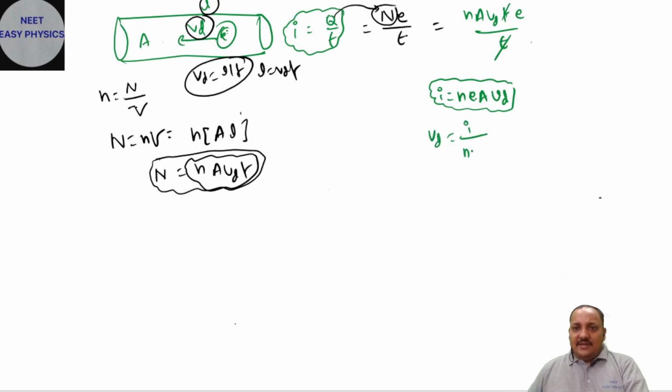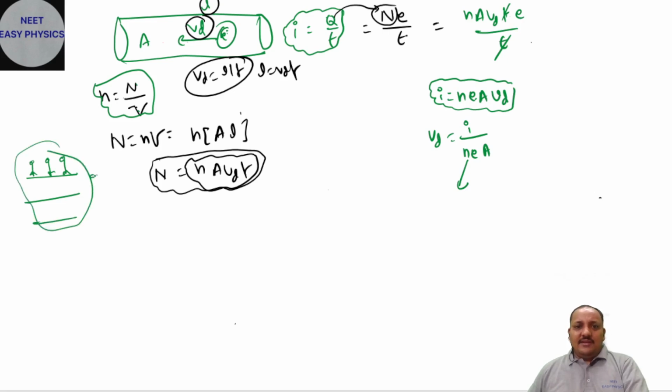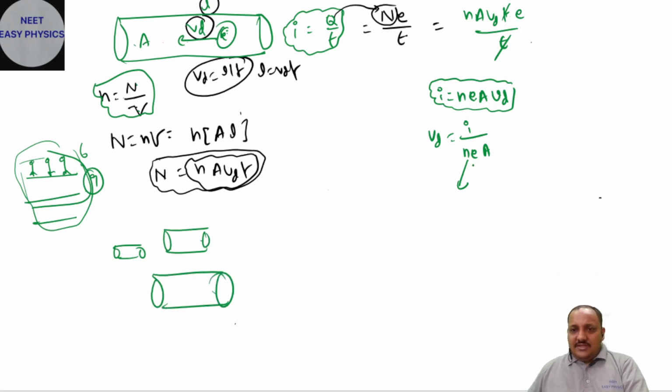I by nEA. What is small n here? Small n is the number density: how many electrons per unit volume. For example, in each bench three people are sitting. If three benches are there, the total number of people will be 9 within this volume. If only two benches are there, only 6 people. Same like that, depending on its volume, the number of charges changes. So this is number density.